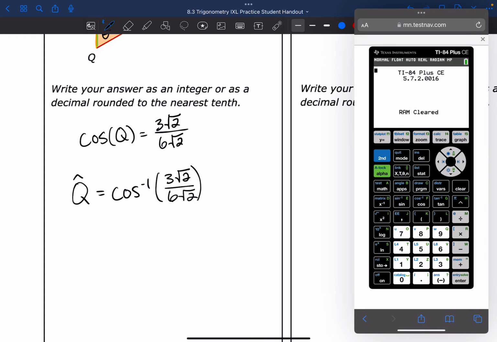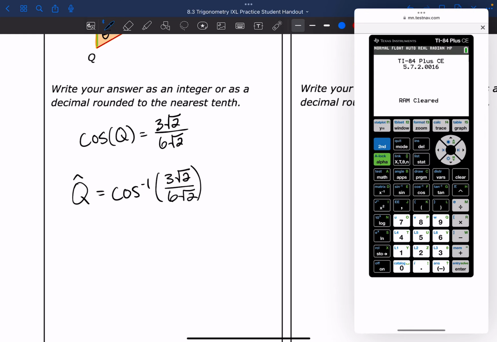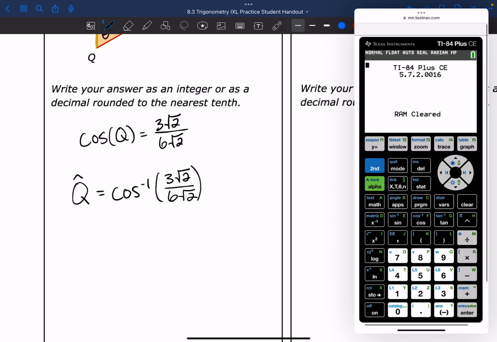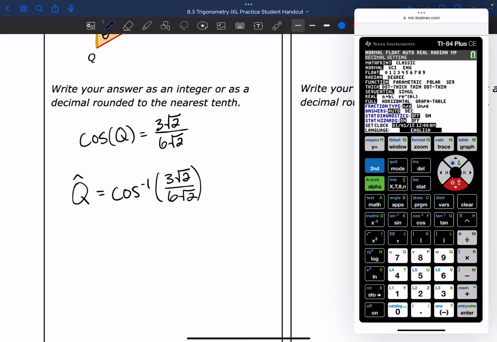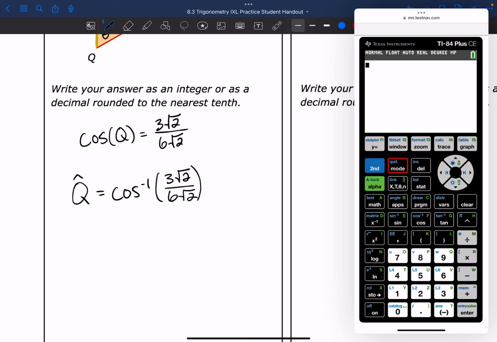Make sure, there we go. So right here is my calculator. I need to make sure I'm in the correct mode. So I'm going to click mode. I'm going to go from radian to degrees. Now that I'm in the correct mode, I can then apply the inverse cosine.